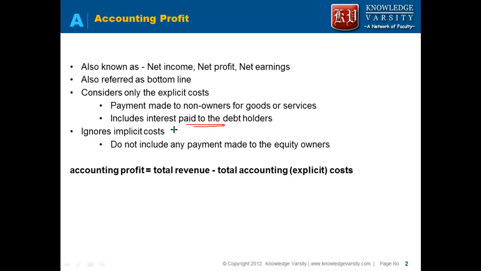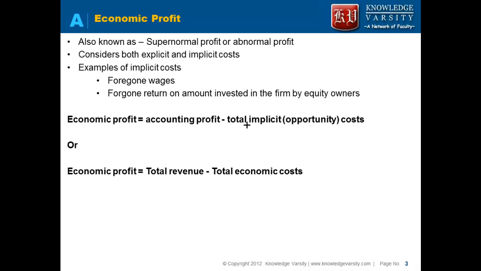You may be paying less, you may not be paying them at all, right? So it does not include any payment to the owners or the equity holders. It only considers payment to non-owners for goods or services, like labor or the supplier of capital. So it seems that accounting profit is not a good measure, right?